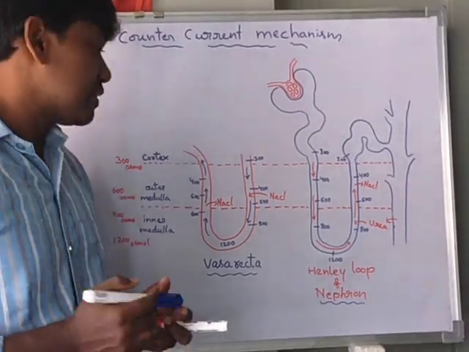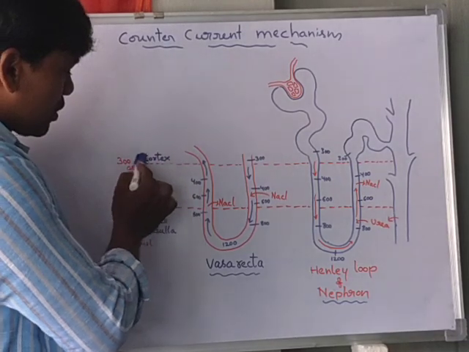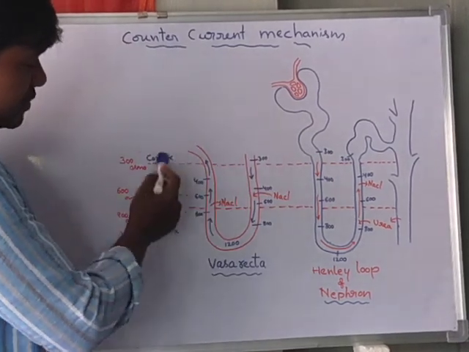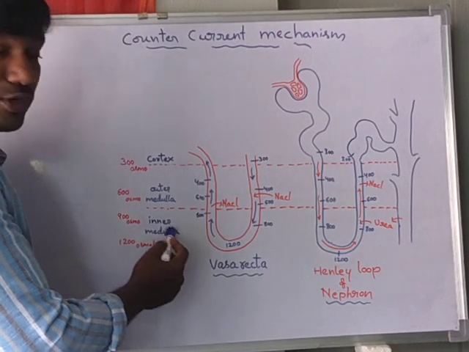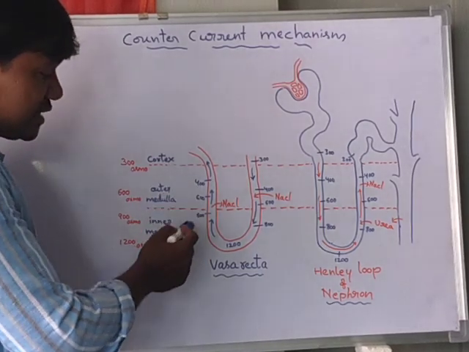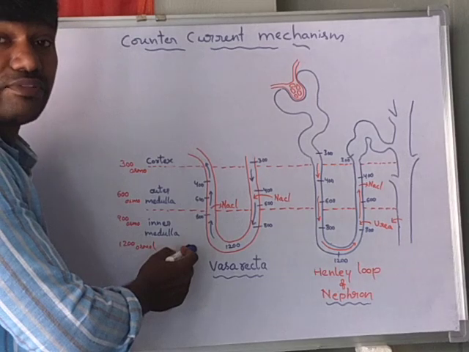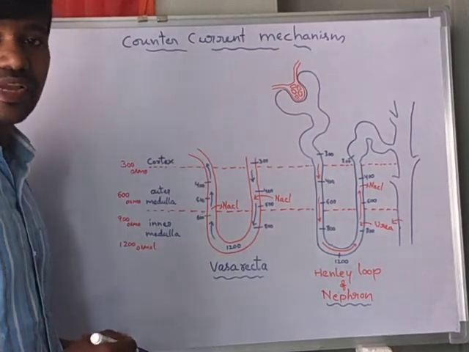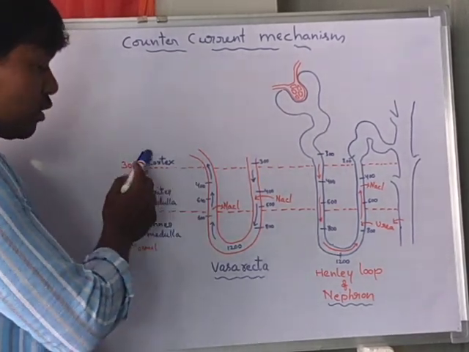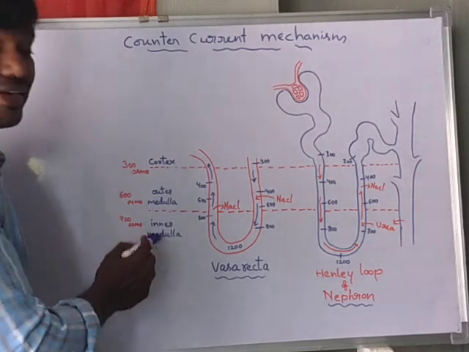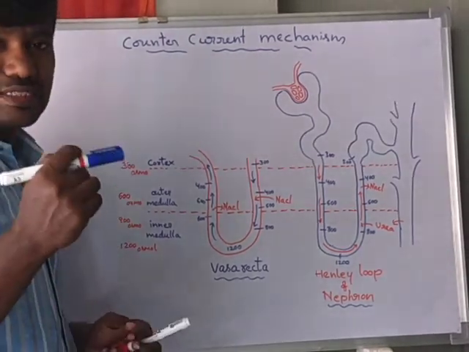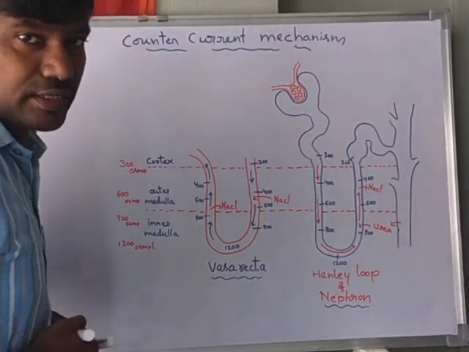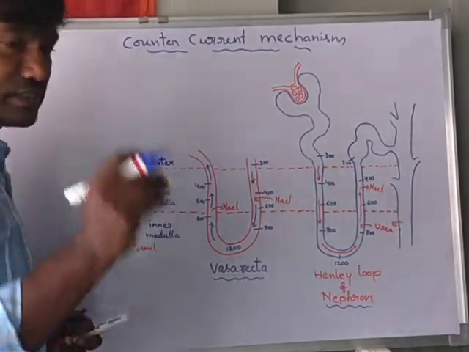Right, here this is the cortex region of the kidney, this is the outer medulla region, and this is the inner medulla. In this region interstitial fluid is filled, in the cortex, outer medulla and inner medulla region. I think you may have a slight confusion, a slight doubt.